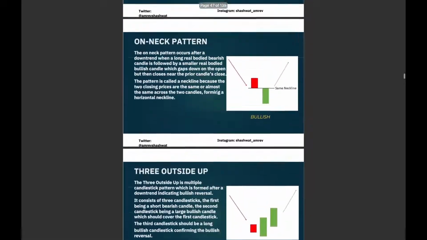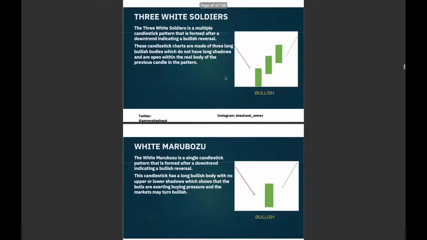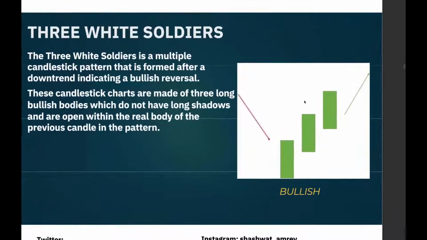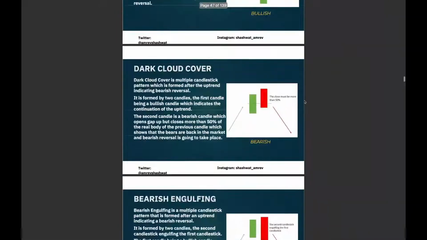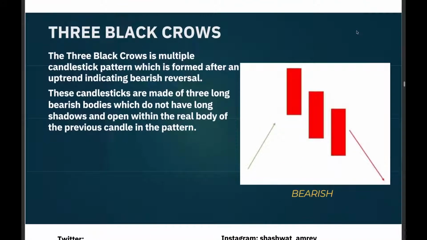Then we come to again, white soldiers for upside move. We have black crows for downside move.